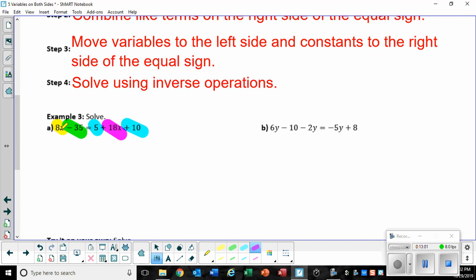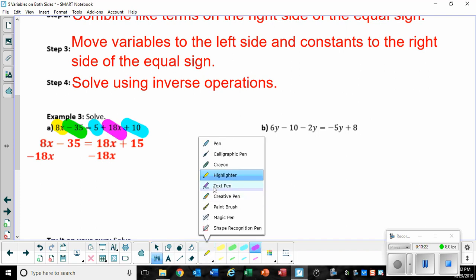So I'm going to go ahead and combine what I can and just rewrite it. So nothing over here is going to be combined, but over here the 5 and the 10 can be added. So 5 plus 10 will give you 15. Everything else just got brought down because I couldn't combine it. Now I'm going to move my variable to the left side, so I'm going to subtract the 18x from both sides. These will cancel out.